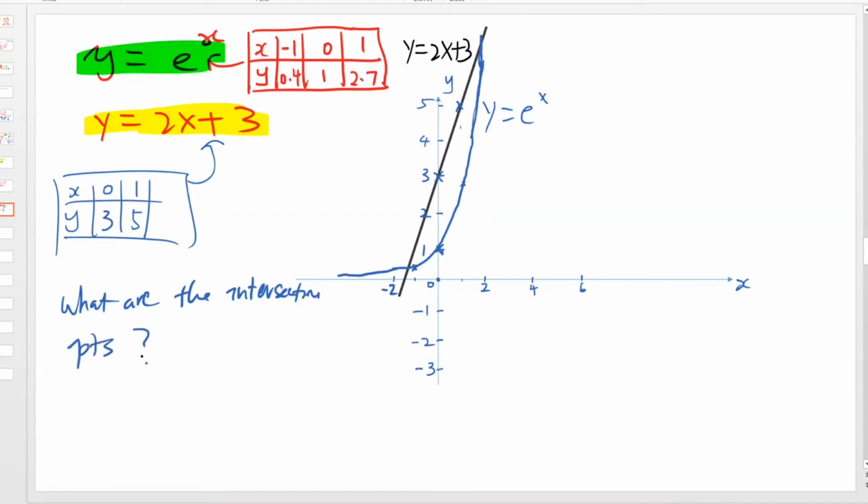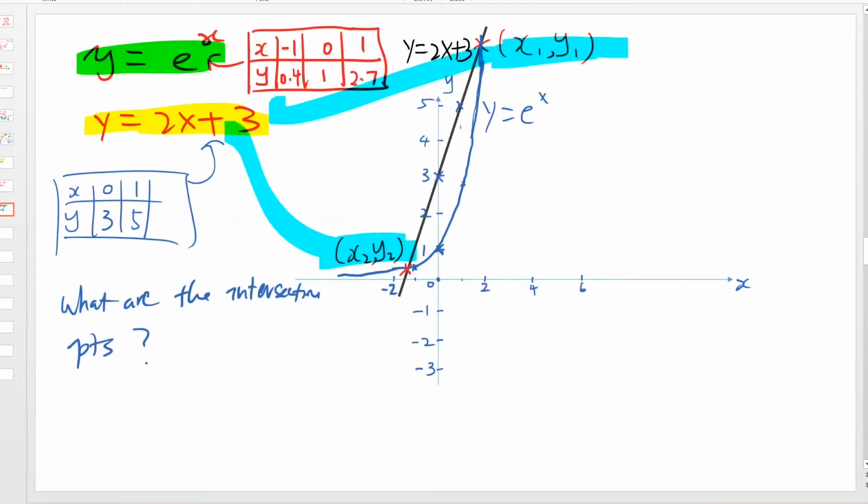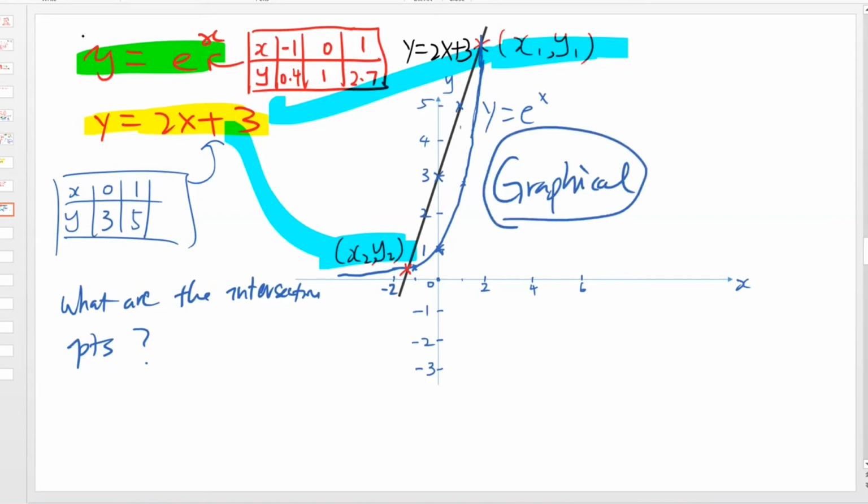You know what they are actually asking you? They want you to find the intersection point. By the way, these two points, your x1, y1 and your x2, y2, are the solution to this. But I am using the graphical method here to solve your equations 1 and 2.